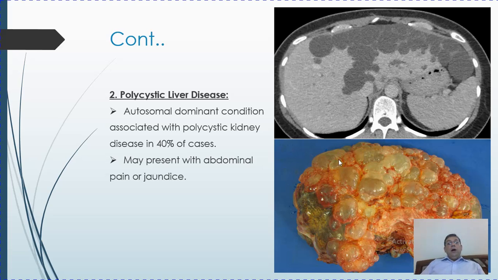Then there can be polycystic liver disease, which usually is associated with polycystic kidney disease in about 40% of the cases, and this is what it would look like. You can see multiple well-demarcated cysts present in both lobes of the liver. Because of their sheer size and number, they can cause stretching of the Glisson's capsule, resulting in pain to the patient, and also because of the pressure on the biliary channels, it can cause jaundice to these patients.